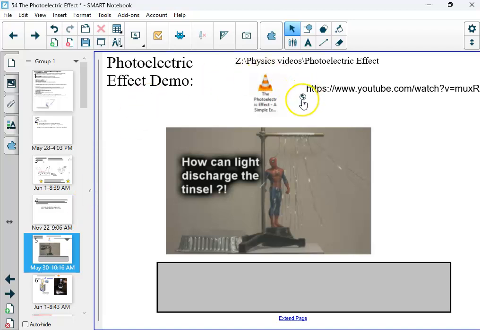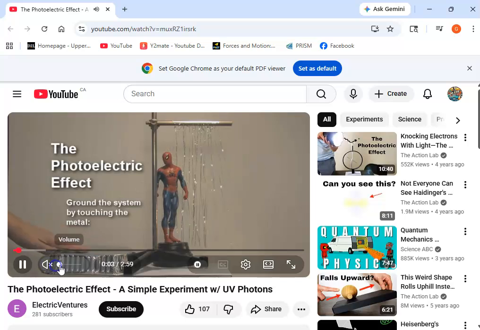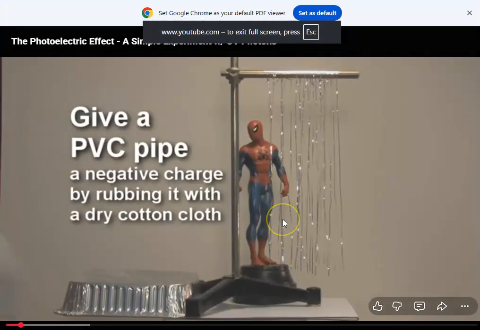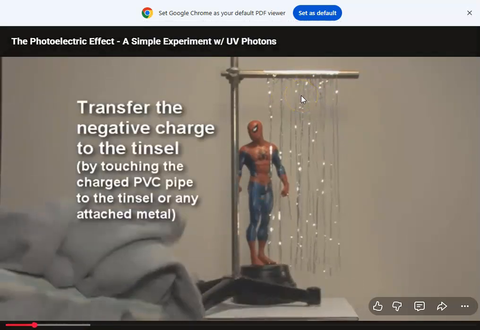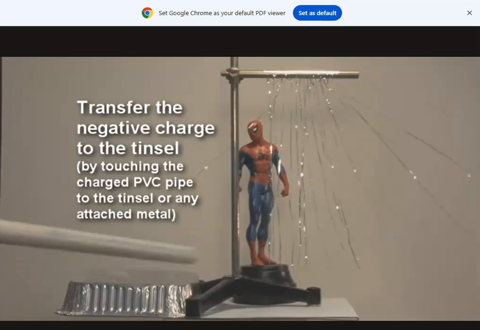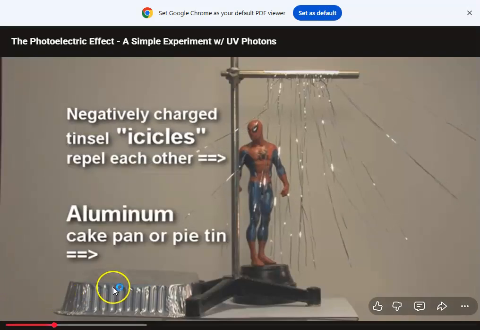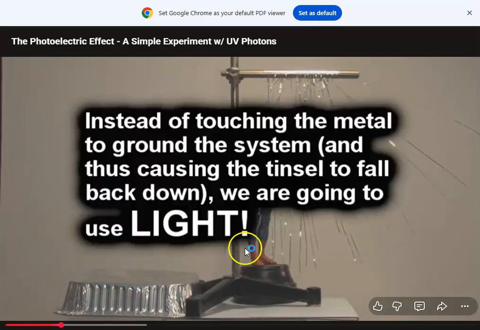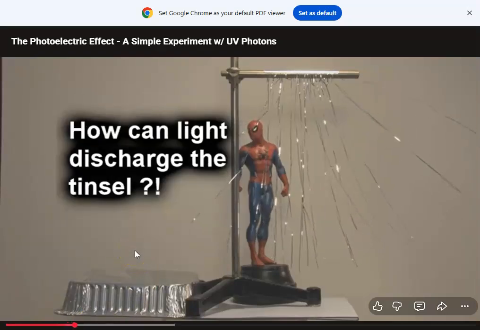This right now is a demo of the photoelectric effect. I'm going to turn the volume off here, it's a music soundtrack. They charge these tinsel strips up, as you can see, static electric charge built up there, by contact. At the beginning of the video, the person touched it and grounded it out, so the charge disappeared. Now, instead of grounding it out, they're going to put light on there, UV light.